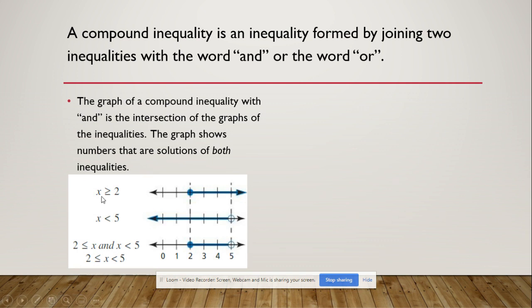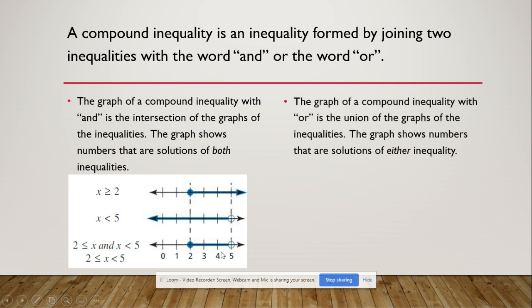So here's another example. If x is greater than or equal to 2, here's the graph. Notice filled in dot because we have or equals to. X is less than 5, empty dot, because not or equals to. Now, if we combine them with the word and, x is greater than or equal to 2 and x is less than 5, we only graph the intersection. Only the intersection, where both of these had a shaded line. We keep the dots from both of them, and it's just that space in between.